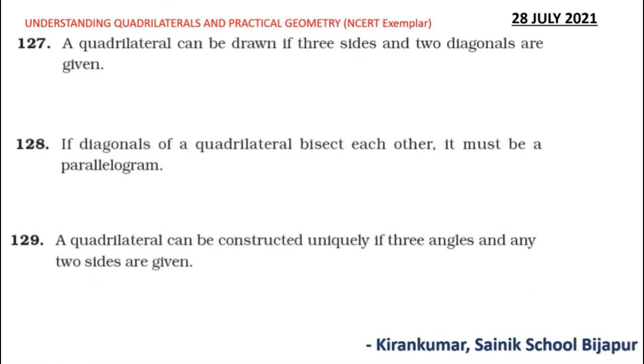Question number 127. A quadrilateral can be drawn if 3 sides and 2 diagonals are given. This is absolutely a true statement. We have done construction of many quadrilaterals of this type.